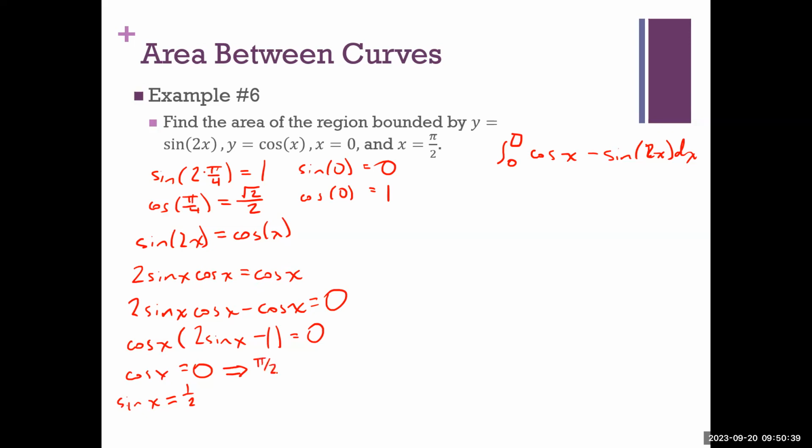Pi over 2, right? Where does sine of x equal a half? I don't think it's pi over 4. That's one with a radical too. Pi over 6. Pi over 6.